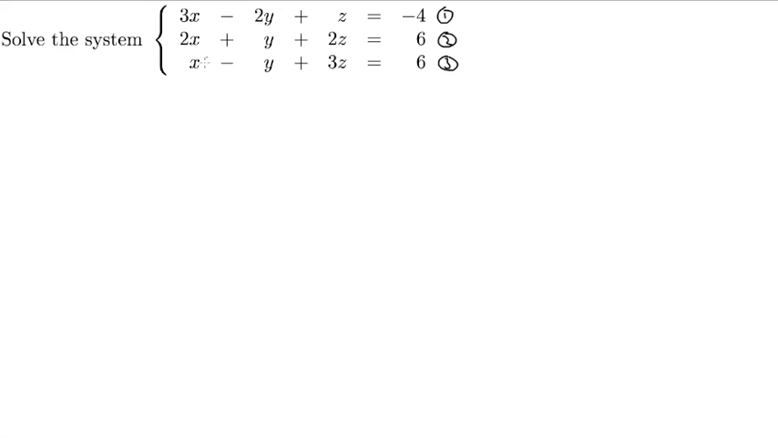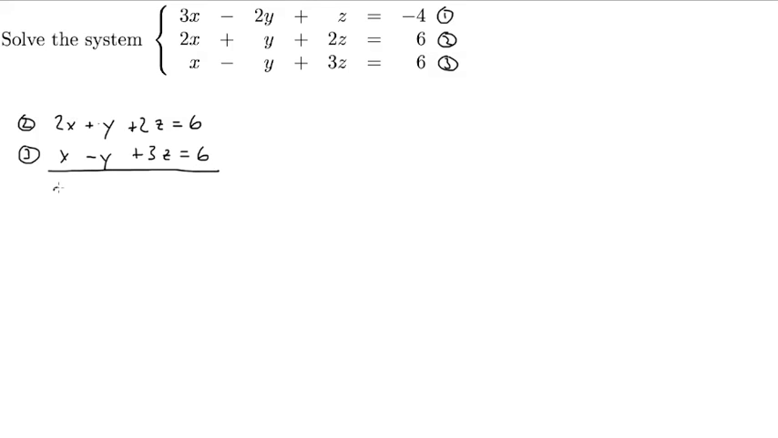So what we want to do is look at our equations, see if there's an easy way to eliminate one of our variables, looking at any pair of equations. And looking at equation 2 and 3, I see that my y coefficients are already opposites. So I'm going to add equations 2 and 3 together. So equation 2 is 2x plus y plus 2z equals 6. And equation 3 is x minus y plus 3z equals 6. So I add those up.